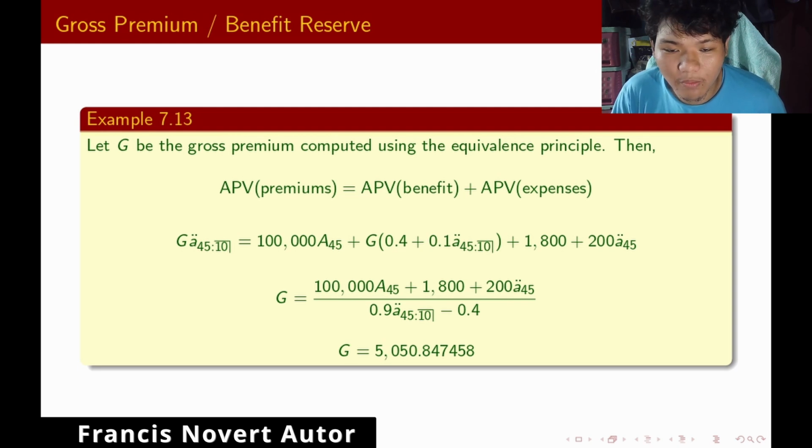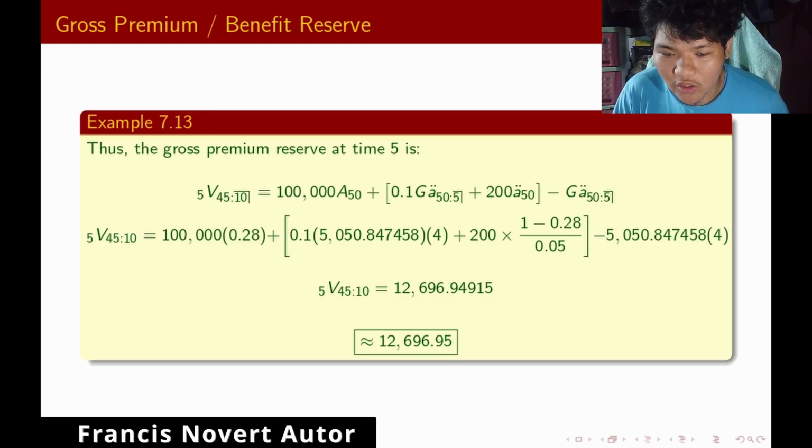The present value of premiums must be equal to the present value of the benefits and expenses. Expenses are structured at 50% for the first year plus 2,000, and then 10% of premium plus 200 for the subsequent years. We substitute the values into the formula, solving for G, and we get approximately 5,050.847458.